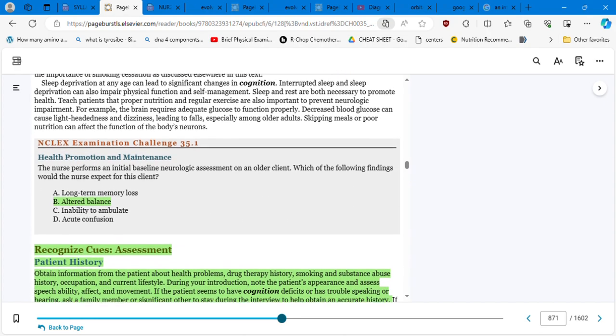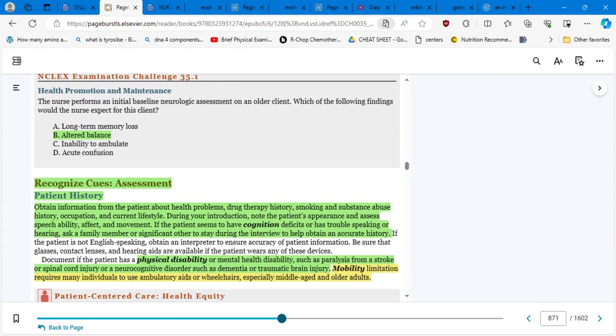Here is a question. The nurse performs an initial baseline neurologic assessment in an older client. Which of the following findings would the nurse expect for this client? Of course, long-term memory loss, we know, is not affected. Inability to ambulate is not right. It's reduced motor movement, right? So ambulation is possible but is affected a little bit. The patient is not unable to walk. Acute confusion, no, it's not acute. The mental status decreases little by little.